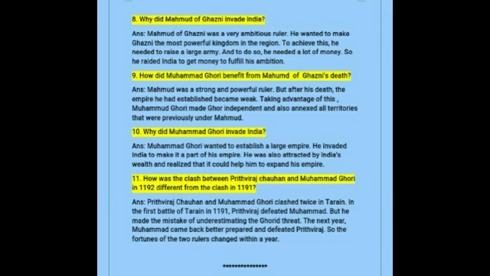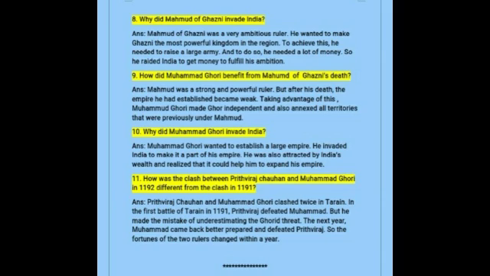Next, why did Muhammad Ghori invade India? So Muhammad Ghori wanted to establish a large empire, and he invaded India to make it a part of his empire, and he was also attracted by India's wealth and realized that it could help him to expand his empire. And the last question, how was the clash between Prithviraj Chauhan and Muhammad Ghori in 1192 different from the clash in 1191?